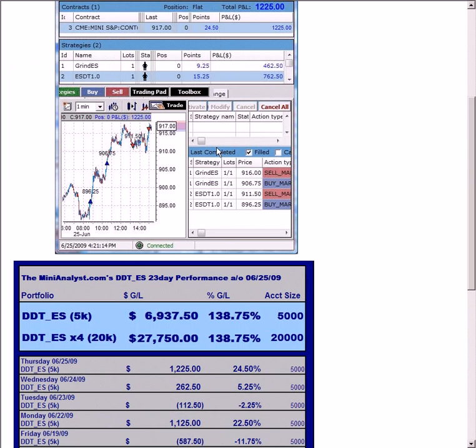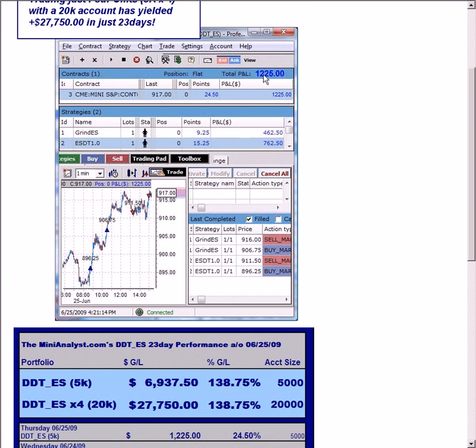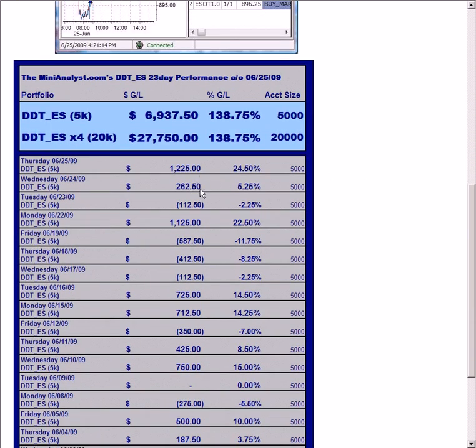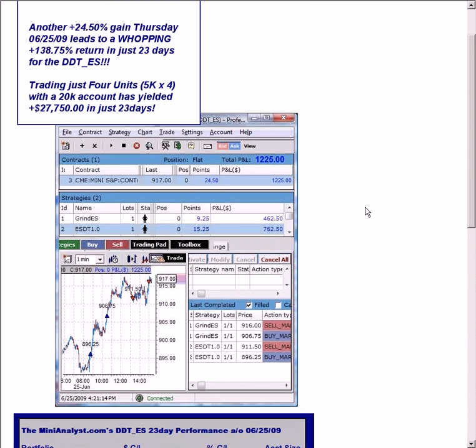1,225 was the gain yesterday. There you see 1,225. Buy, sell. Just catching these amazing moves. 1,225, small gain on Wednesday, small loss on Tuesday, 112.50, but again a meteoric rise of $1,125 on Monday. So a banner week again for the dual day trader ES.